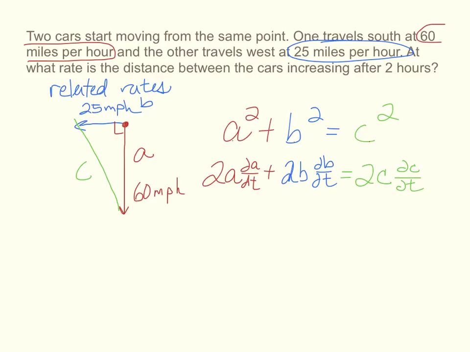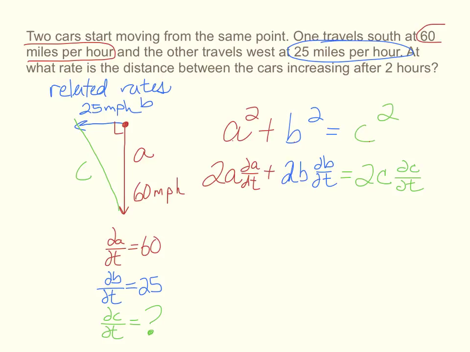Let's write down what we know. We know that the rate at which this distance a is increasing is 60 miles per hour. So dA/dt is 60. We know the rate at which this distance is increasing is 25 miles per hour. So let's call that dB/dt, the rate at which b is changing. And we're trying to find the distance between the cars, how fast that rate is increasing. So we are trying to find dC/dt.